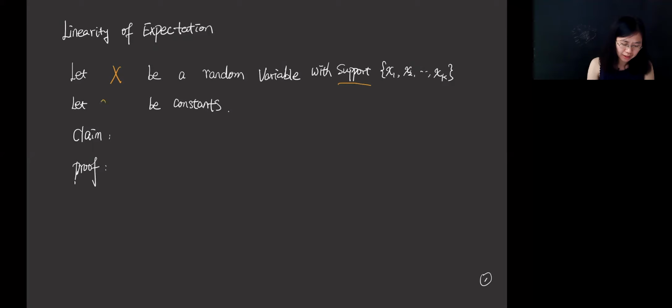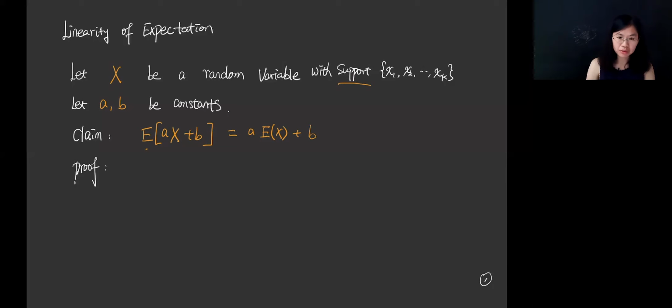Also let a and b be two constants. These constants are not random. They are non-random numbers. I claim that the expected value of a times x plus b equals a times the expected value of x plus b. So it looks like you can treat the expectation sign as a linear function.